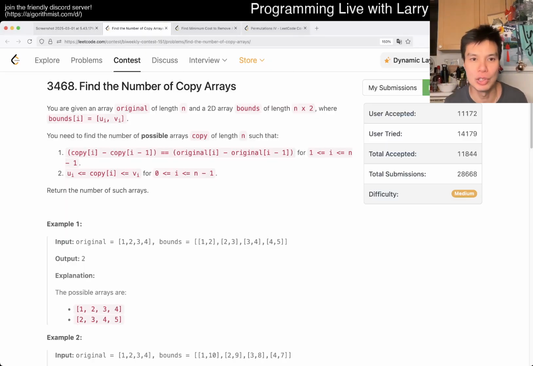This is me going over Q2 of the bi-weekly contest 151. Find the number of copy arrays.